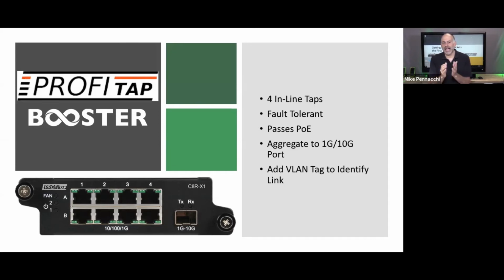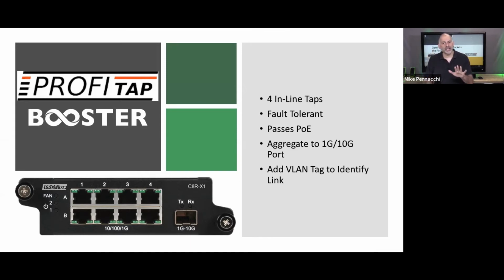Because if I tap into a full line rate, full duplex link, and I have 1 gig going in each direction, and I aggregate that into a single gig connection, it's not all going to fit. I'm taking 2 gig of data and jamming it into a 1 gig port.